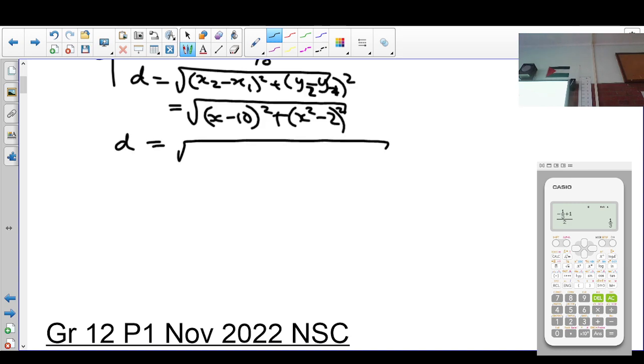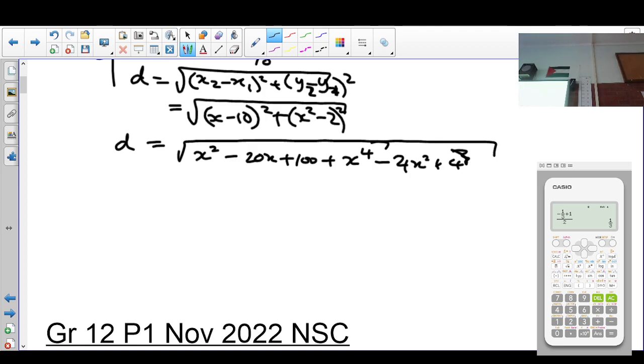I'm going to tidy this up a bit. So your distance is going to simply be x squared minus 20x plus 100 plus x to the 4, minus 4x squared plus 4. Which now gives us x to the 4 minus 3x squared. Yeah, x to the 4, minus 3x squared. Yeah, correct.